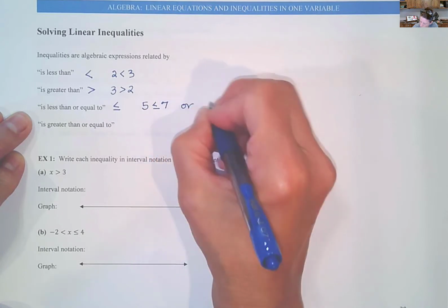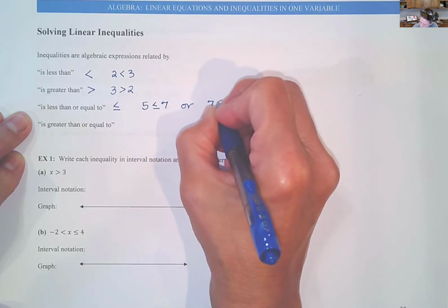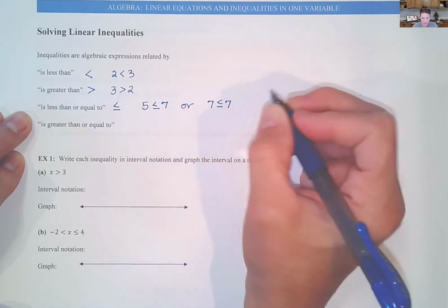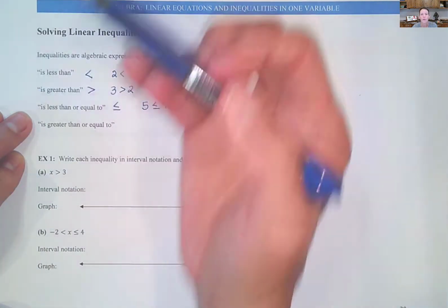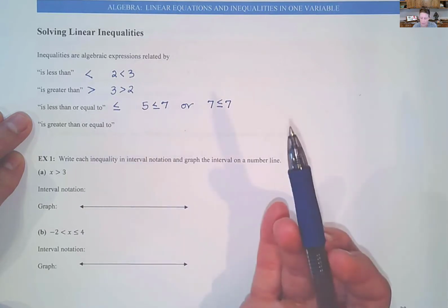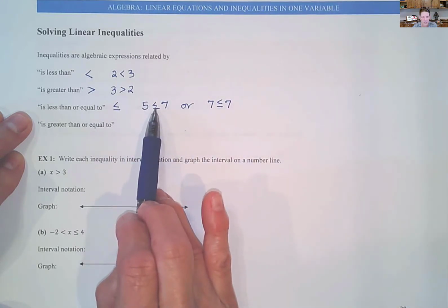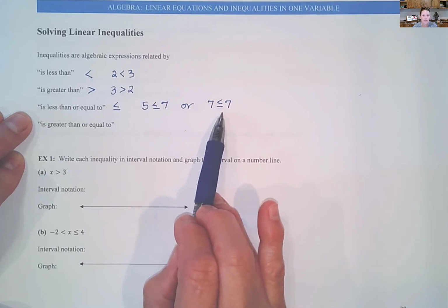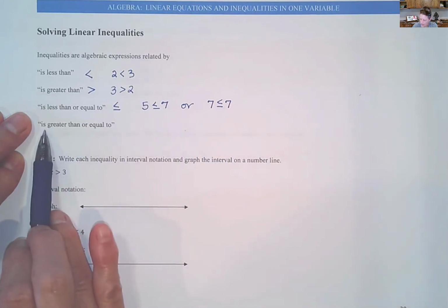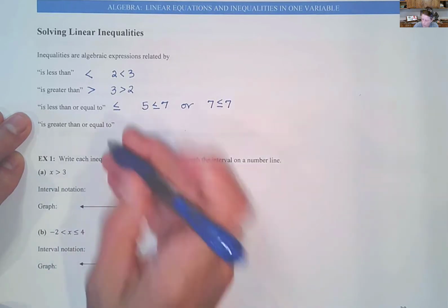We might also say that 7 is less than or equal to 7. When we use the less than or equal to, one or the other of those symbols will be correct. In our first case, the less than symbol is true, and in the second case, the equal to part is true. And lastly, is greater than or equal to.